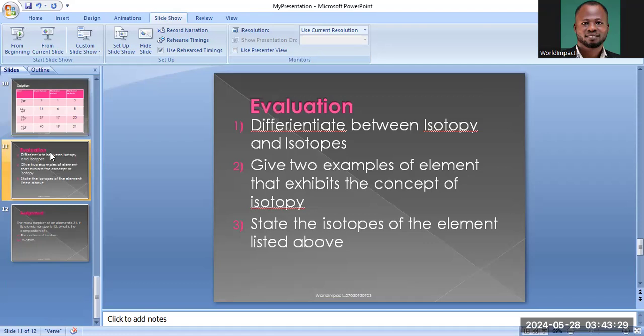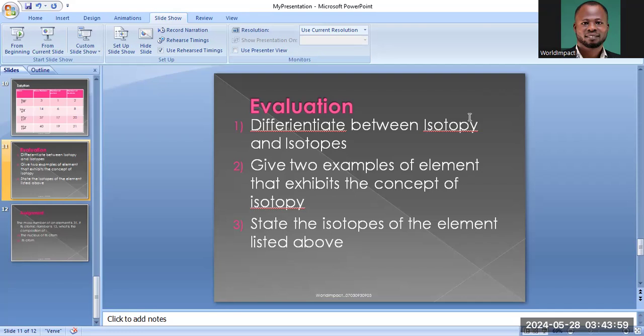Okay, so let's evaluate ourselves. Let's differentiate between isotopy and isotopes. Let's give two other examples of elements that exhibit the concept of isotopes and state the isotopes of those elements. Those elements that are listed, I gave you some of them: carbon, oxygen, copper. I'll give you three additional ones. So find out the isotopes.